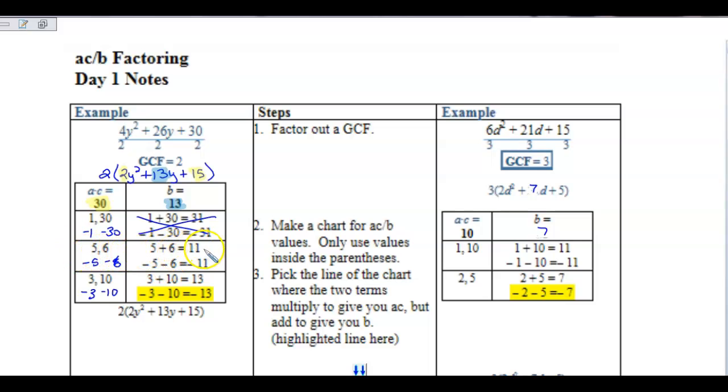5 plus 6 is 11. Negative 5 plus negative 6, that's negative 11. And again, they're not 13, so that's not going to work. Then I have 3 plus 10 is 13, and negative 3 plus negative 10 is negative 13. We're looking for a positive 13, so this is the one we're looking for. So now I know that to make positive 13, I'm going to simplify this down to 3y plus 10y, and then bring everything else down.